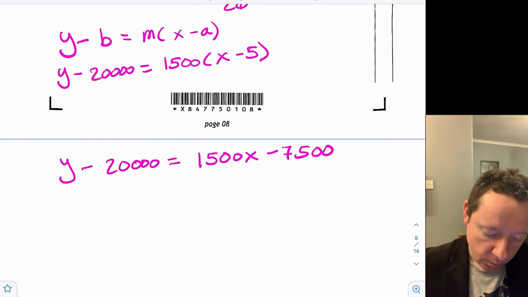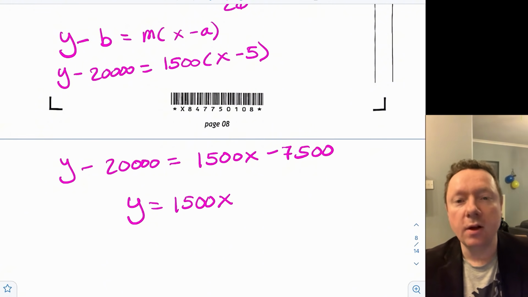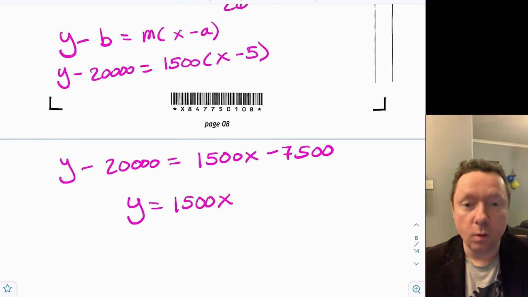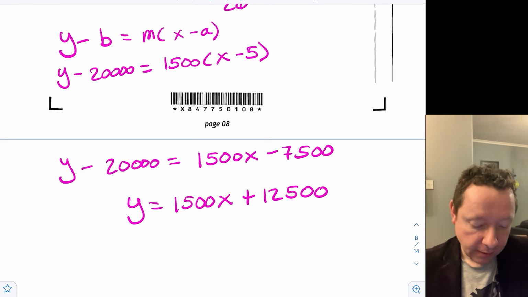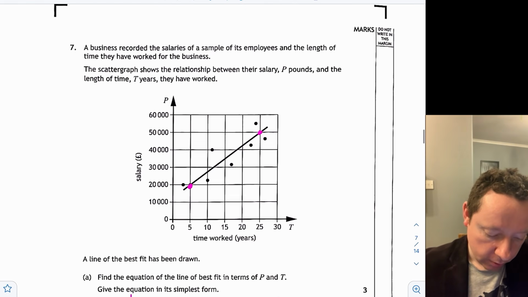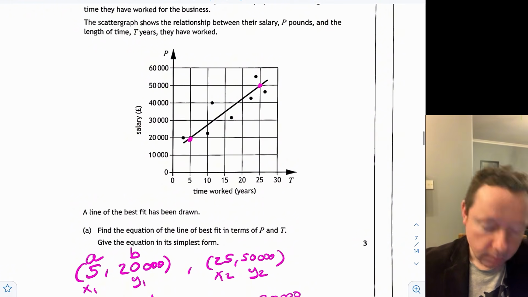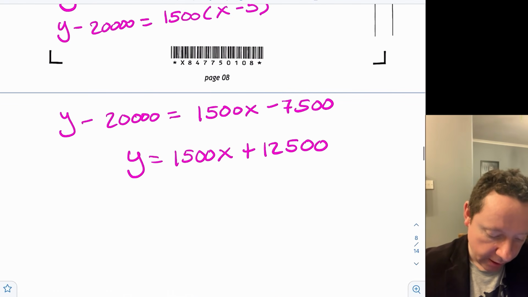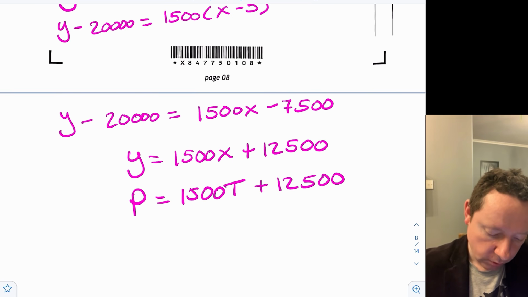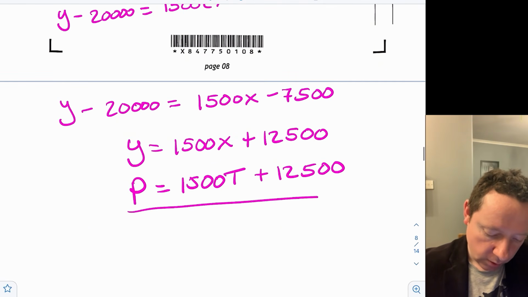Adding 20,000 to both sides, we get 1,500x. 20,000 minus 7,500 is 12,500. So there we go in terms of y and x. But our graph is in terms of P and T, P and time. So we need to change the y to P, so P equals 1,500t plus 12,500. Just make sure it's a capital T. It is. So we're done there.